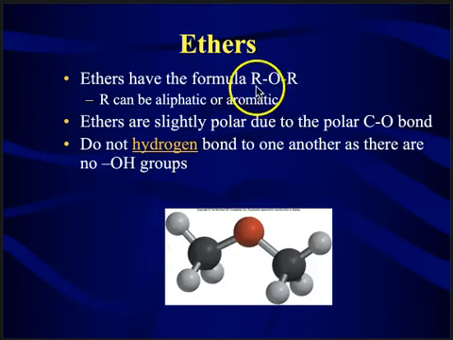Remember, R is just any kind of carbon group, so it can be aliphatic or aromatic. I could have aromatic rings as one of our groups. These are slightly polar, like we said, because there is a C-O bond in there, but there's no hydrogen bonding to one another since there's no hydrogen attached to this oxygen.